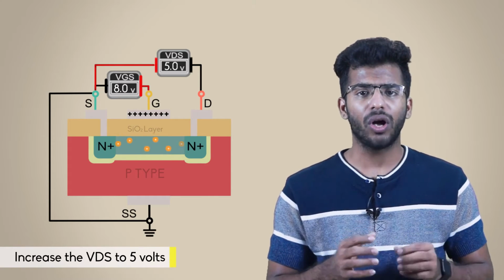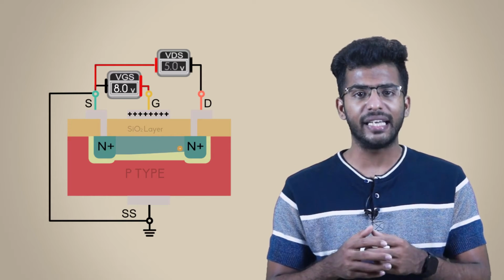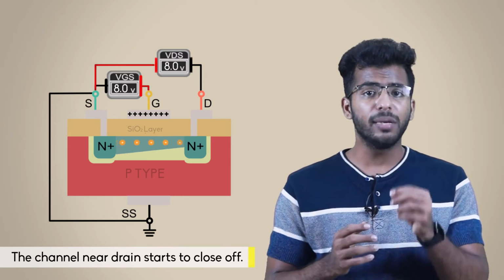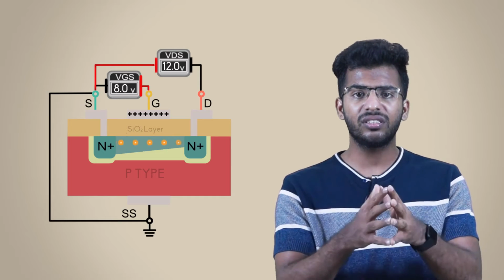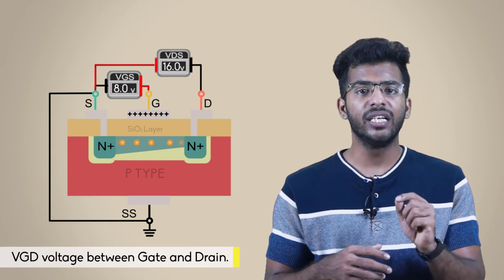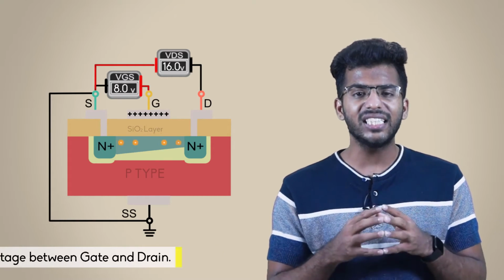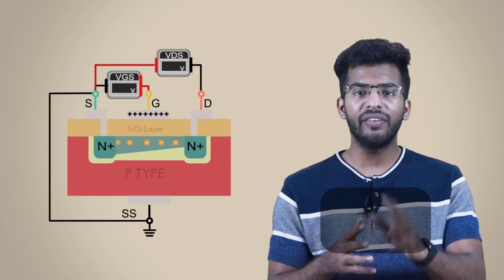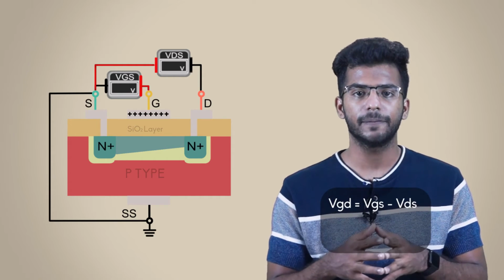However, we come across a peculiar situation. With the increase in the value of VDS, the channel near the drain starts to close. It becomes less positive with respect to the drain terminal and offers resistance to the flow of current. This is because of the VGD, the voltage between gate and the drain. It decreases with the increase in VDS. This is because VGD is equal to VGS minus VDS.